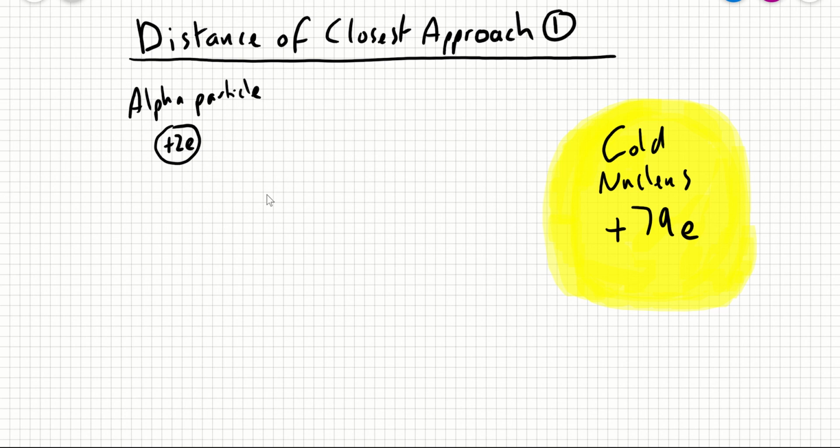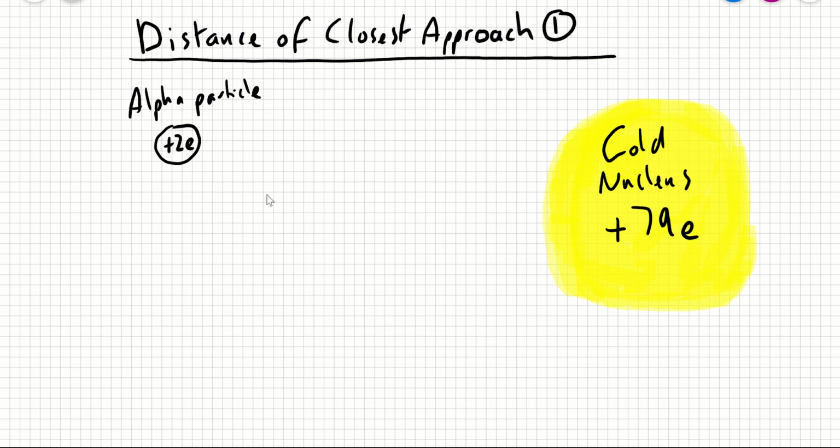Okay, so we're going to have a look at what happens when an alpha particle has a head-on collision with a gold nucleus, and we're going to talk about this idea of distance of closest approach. For this one, we're just going to be looking at energy, considering energy.